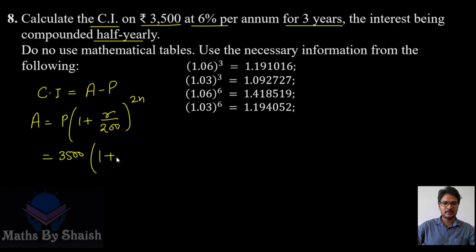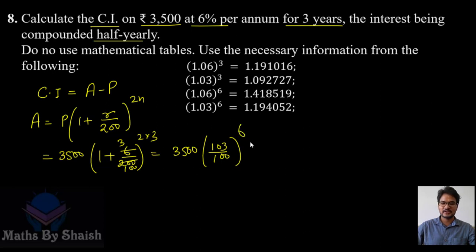3,500 times (1 plus 6 over 200) to the power 2 into 3. If you simplify, 1 plus 3 by 100 is 103 upon 100 to the power 6. This is the amount, and this value is given, so we are supposed to use these values.